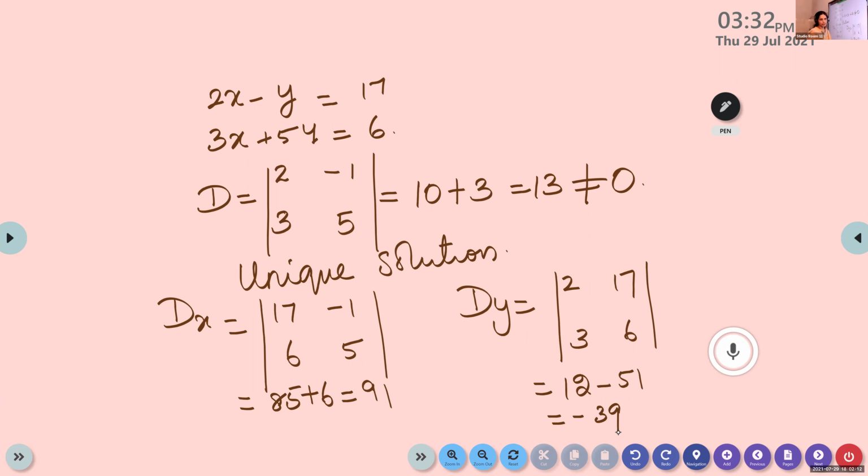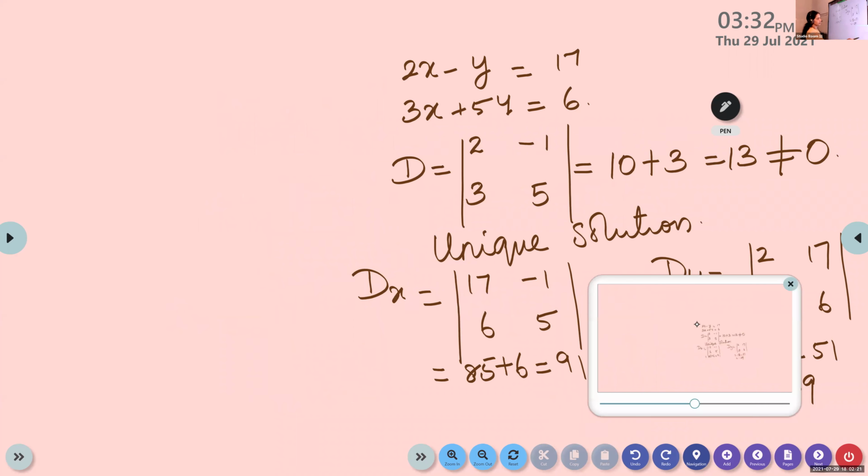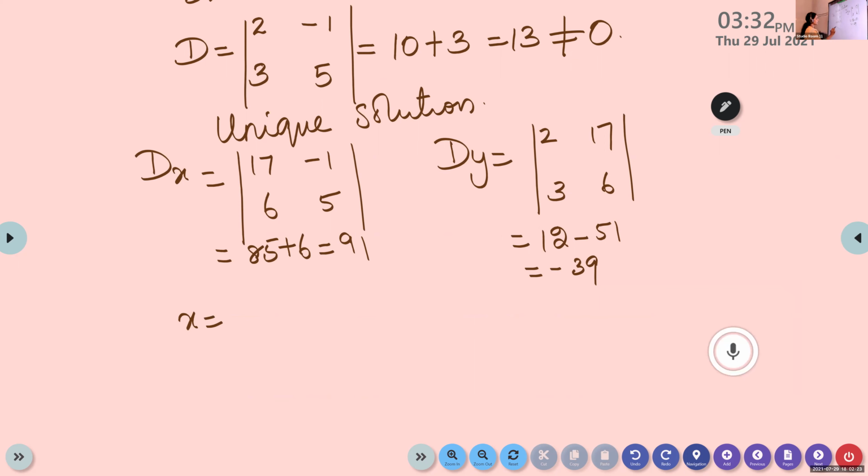Dx, dy. After finding dx and dy, write down what is x and what is y. Therefore, what is x? X is equal to dx by d. Y is equal to dy by d. Substitute the values, simplify. Substitute the values and simplify, you'll get the answer.